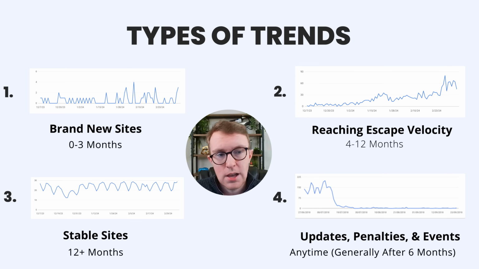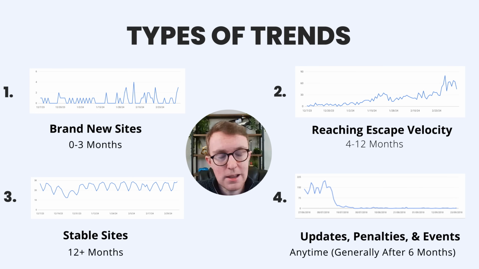And then the fourth type of trend are Google updates. These are algorithmic updates that either boost your site or harm your site and lower the traffic. This is usually something like a 20 to 30% increase or decrease, but it could be as much as 60 to 80%. These can vary in how they look, but generally your traffic's not literally going to zero.